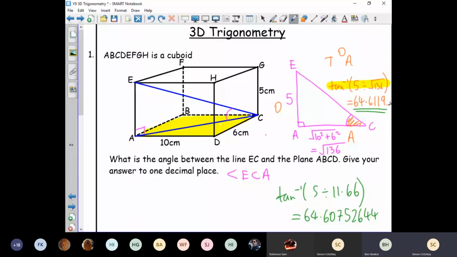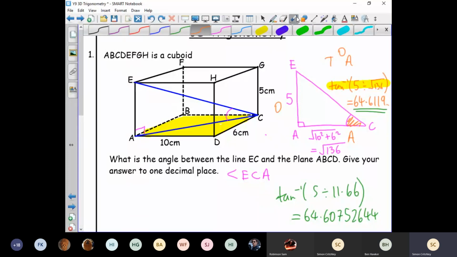Okay, lovely, thank you. Right, let's look at these two answers then. Now, if you are asked to round your final answer to the nearest whole number, they're the same, 65. If you're asked to round them both to one decimal place, they're both the same, 64.6.